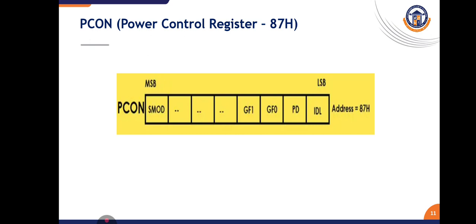The SMOD bit in the PCON register is used to control the baud rate of the serial port. With SMOD, we can double the baud rate when using timer 1. If the SMOD bit is 1, the baud rate will be doubled, and if the SMOD bit is 0, it's the normal timer baud rate. GF1 and GF0 are general purpose user flag bits, PD is the power down bit, and IDL is the idle mode bit.